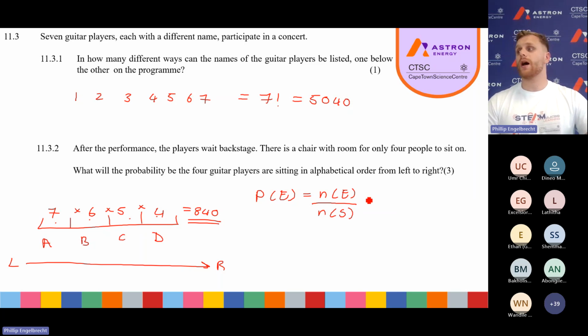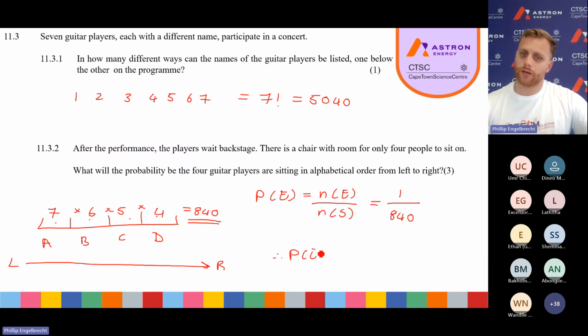Okay, so guys, remember, alphabetical order goes from A to Z, all right? And we're also going from left to right. So how many ways can I group them in alphabetical order? It's only one, okay? Now, how many ways can these different people be seated on that chair that only seats 4? It is 840. So therefore, the probability of your outcome is simply 1 over 840. Okay?